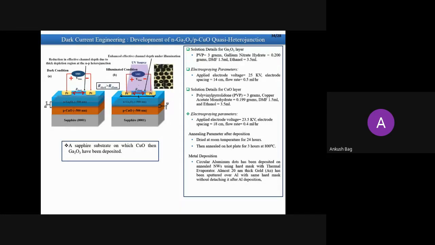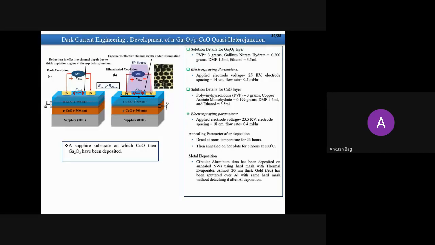Now obviously the question is, what is happening when we are illuminating? Whether that same increase in channel resistance is there or not. See, in case of illumination, as we know, if we illuminate any PN junction, the depletion region width will reduce. And since the depletion region is reducing, we are getting more channel within this gallium oxide through which our carriers can flow. That means now we'll have higher width, higher area, lower R illumination, or better current under illumination, which is again our desired parameter.